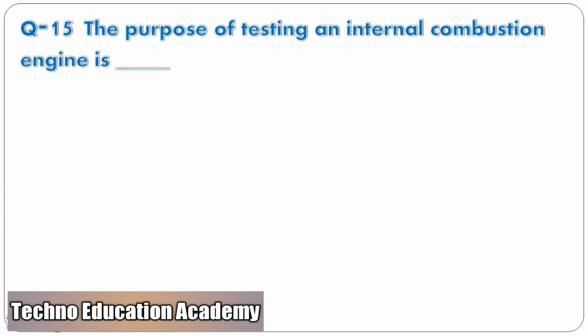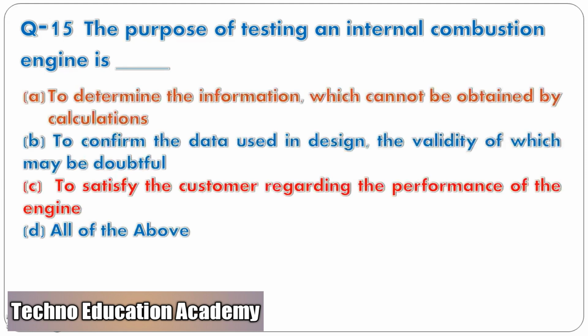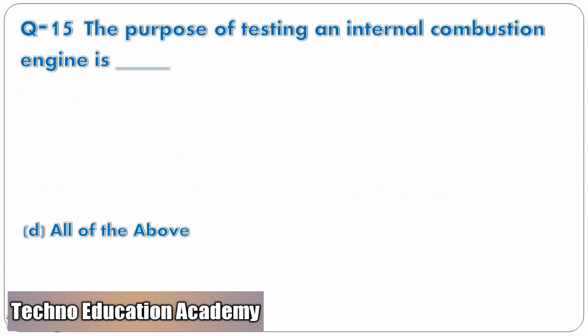Question number 15. The purpose of testing an internal combustion engine is dash. Option A, to determine the information which cannot be obtained by calculations. Option B, to confirm the data used in design, the validity of which may be doubtful. Option C, to satisfy the customer regarding the performance of engine. Option D, all of the above. So the right answer is option D, all of the above.